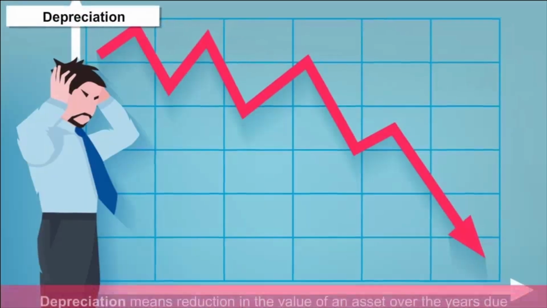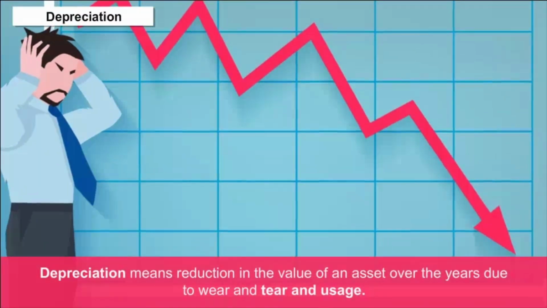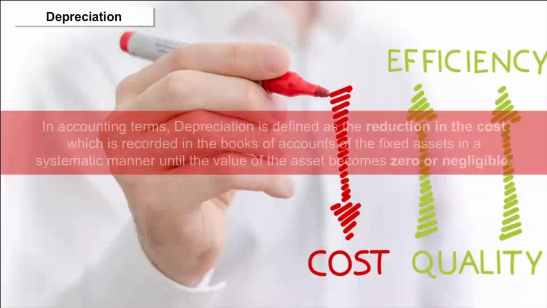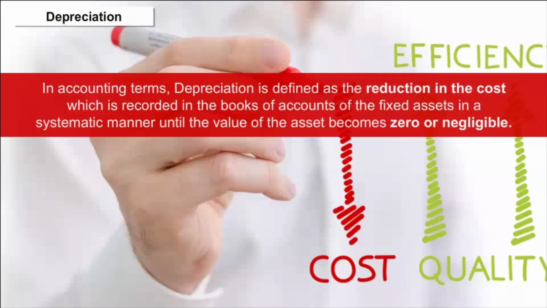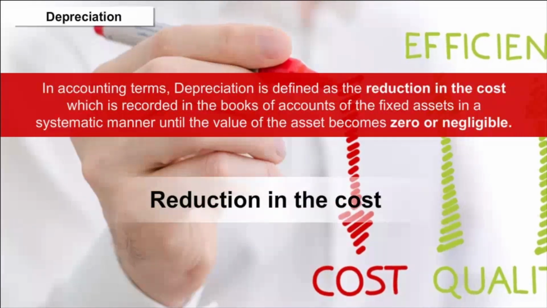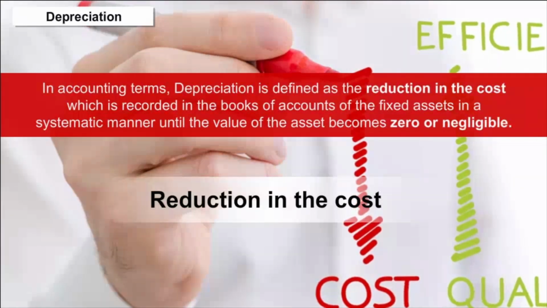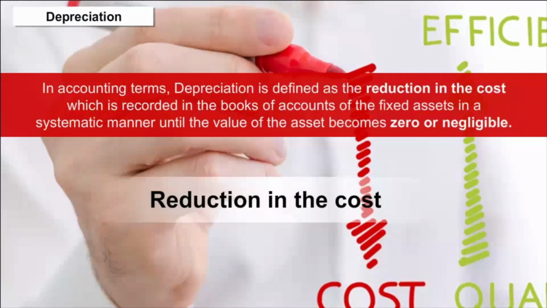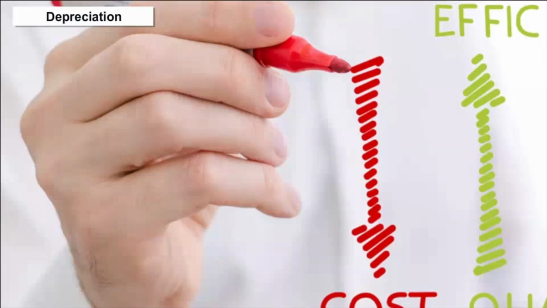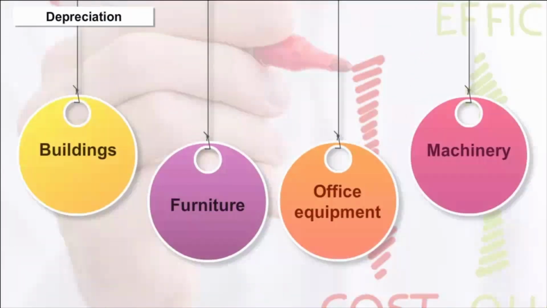Depreciation. Depreciation means reduction in the value of an asset over the years due to wear and tear and usage. In accounting terms, depreciation is defined as the reduction in the cost which is recorded in the books of accounts of the fixed assets in a systematic manner until the value of the asset becomes zero or negligible. Examples of fixed assets are buildings, furniture, office equipment, machinery, etc.